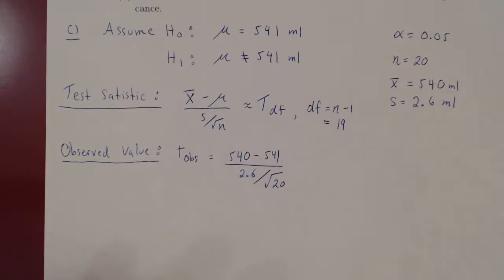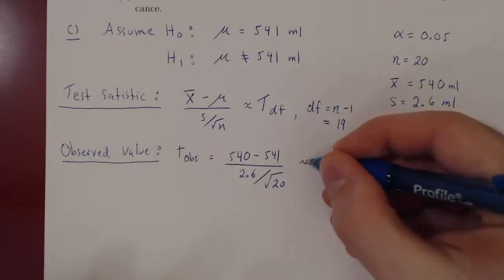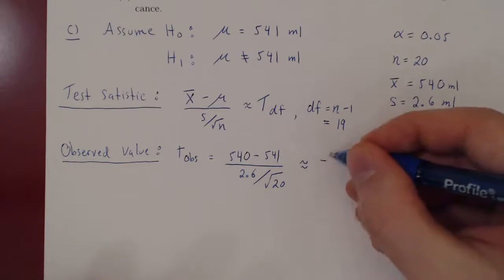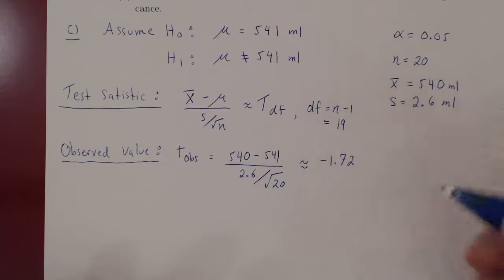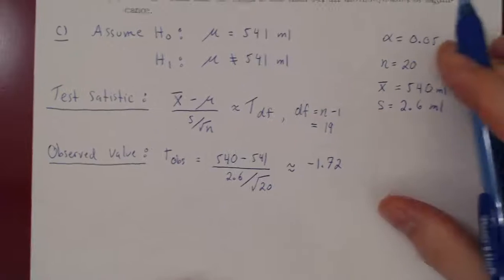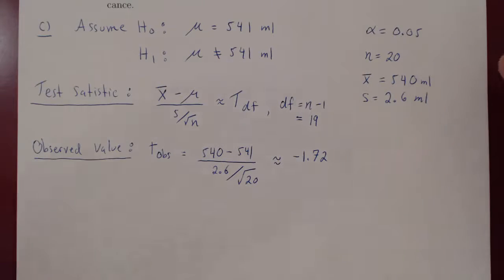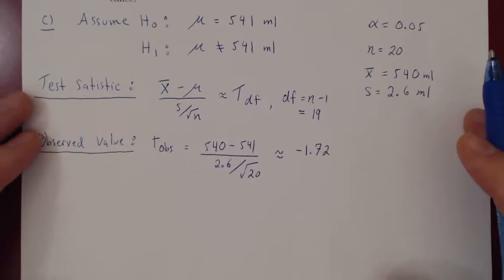And if you use your calculator, let's compute this. So 540 minus 541 is negative 1, and we divide this by 2.6 divided by the root of 20, which will give you an observed test statistic for t of roughly negative 1.72. So we have our observed test statistic. At this point, again, we have two different approaches that are equivalent. We can use the p-value approach or the rejection region approach. Because of our tables, it is always more convenient to go with the rejection region approach.